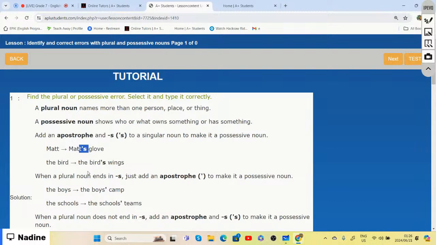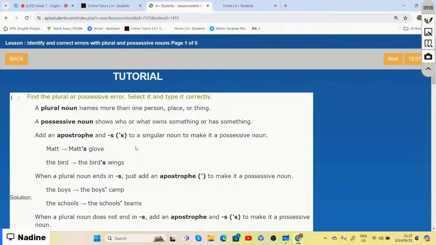All right. And then we added an apostrophe and our S, as well as over here, apostrophe and S. And when the plural noun ends with an S, right? So let's say, for example, we have words like boys and girls and schools, right? That is when the noun becomes plural. Because boys, girls, schools, if we just add an S, then it means that it refers to it being more than one.